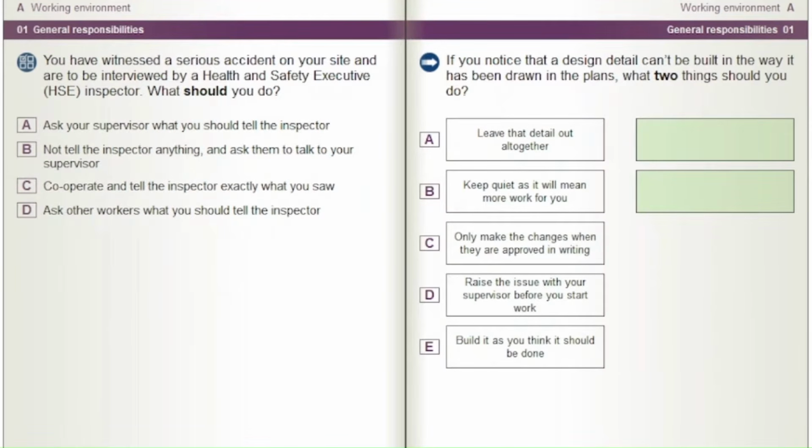You have witnessed a serious accident on your site and are to be interviewed by a Health and Safety Executive (HSE) inspector. What should you do? Ask your supervisor what you should tell the inspector. Not tell the inspector anything and ask them to talk to your supervisor. Cooperate and tell the inspector exactly what you saw. Ask other workers what you should tell the inspector.